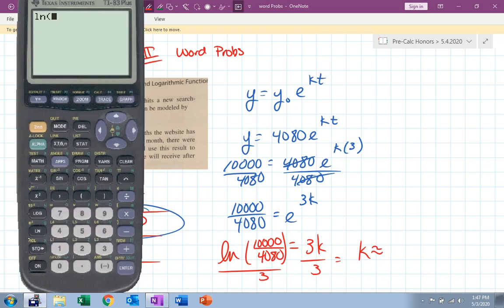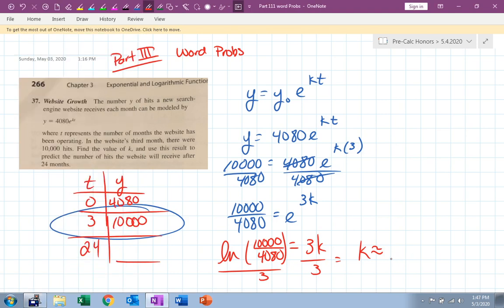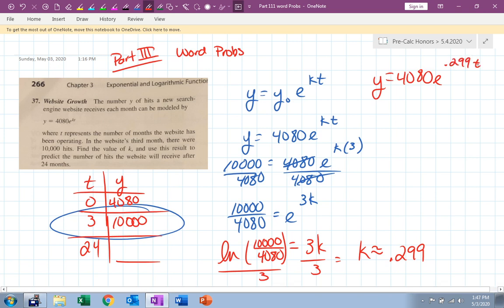Divide by 3, and we get k to be approximately whatever the ln of 10,000 divided by 4080 is, divided by 3, so I get 0.299. So that's my k. That means my model is y equals 4080 e to the 0.299t. So that's the first part of this problem.